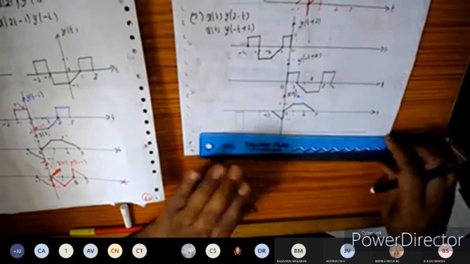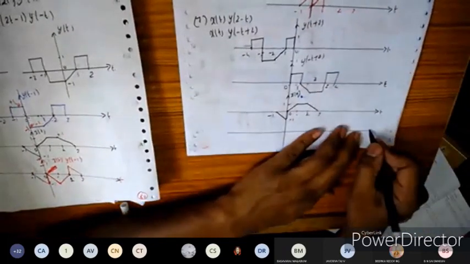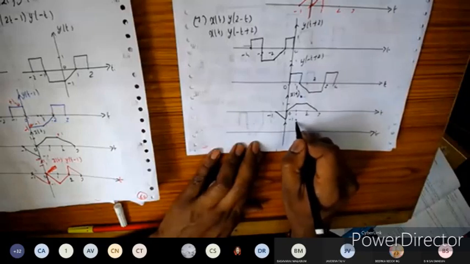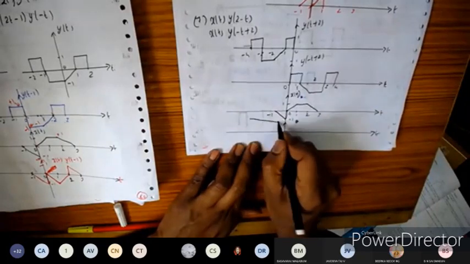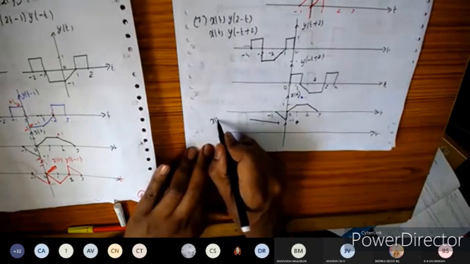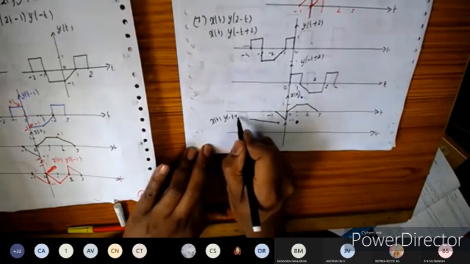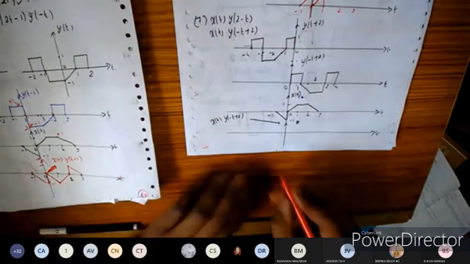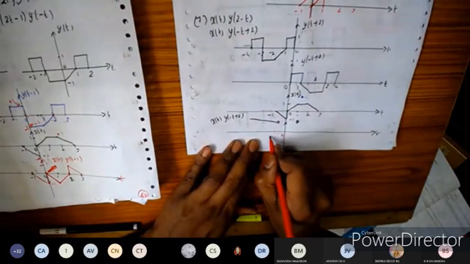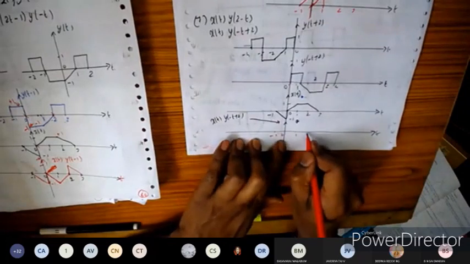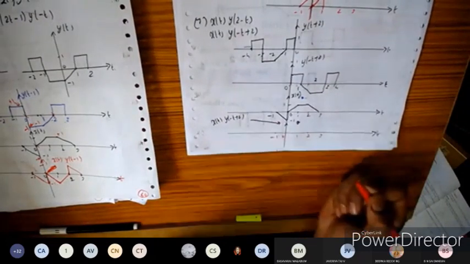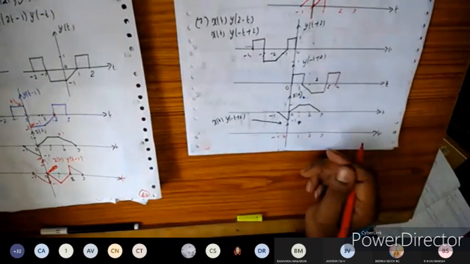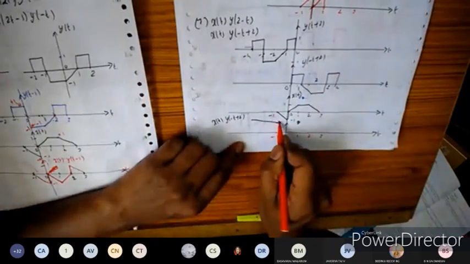Now let us draw one more axis, t. This is the product of the waveform x of t into y of minus t plus 2. The space is not there, so I'm going to write it here. In the exam, this kind of problem will be asked for 10 marks. So this is 0, minus 1, 1, 2, 3. Done, right? Now let us take the product here.